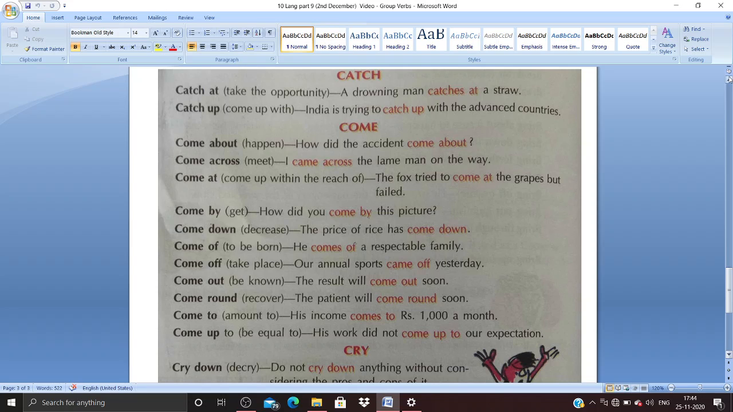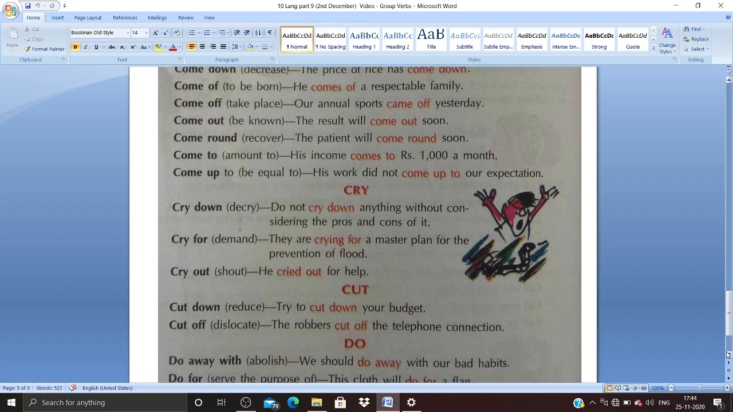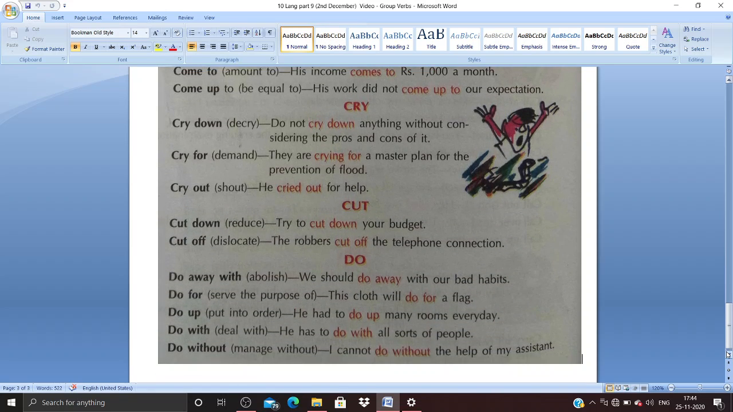Again and again I repeat, children, these phrasal verbs are very important, not just for our exams' sake, but for our good standard of English. Cry down is to decry. Do not cry down anything without considering the pros and cons of it. Cry for, demand. They are crying for a master plan for the prevention of flood.